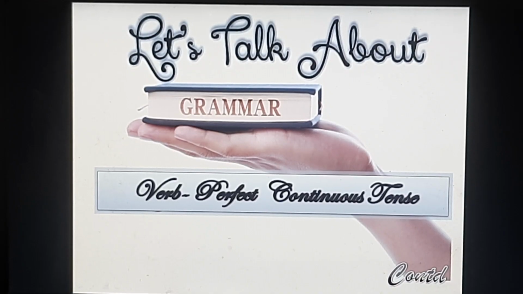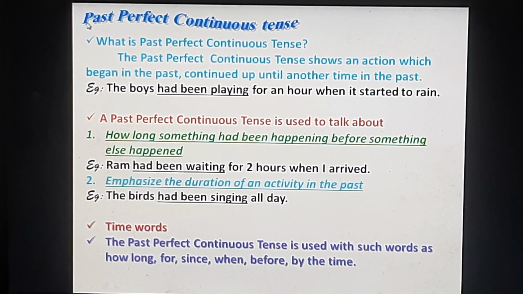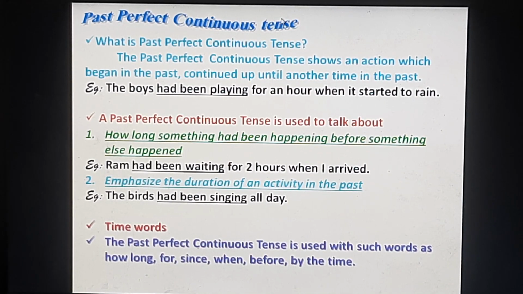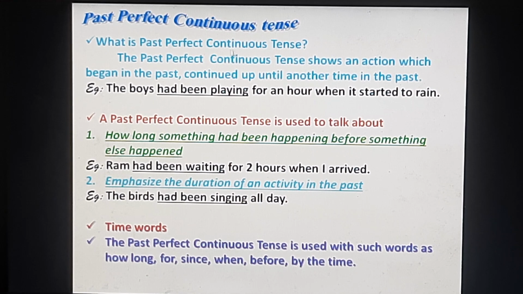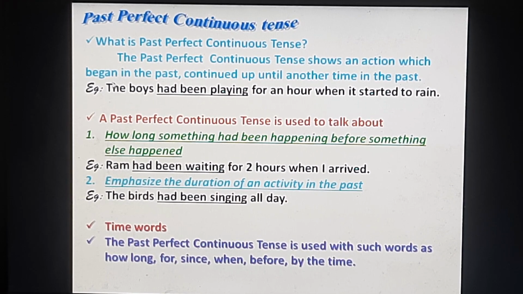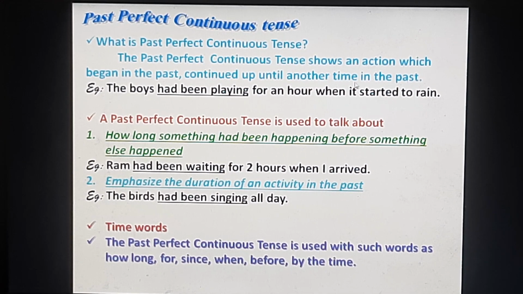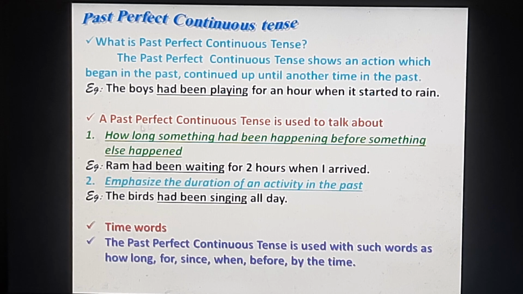Let's continue, children, with the perfect continuous tense. Here we shall talk about past perfect continuous tense. Now, what is past perfect continuous tense? This tense shows an action which began in the past and continued up until another time in the past. So it is an action past in the past, right?